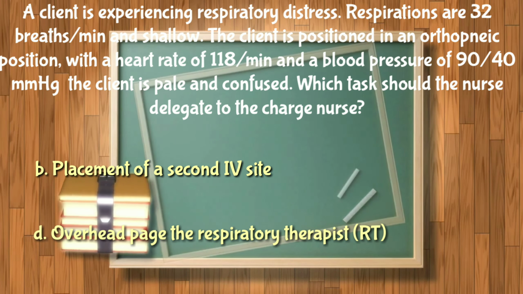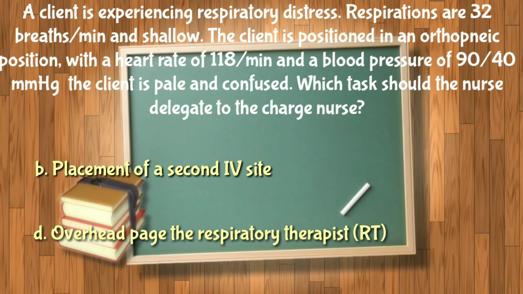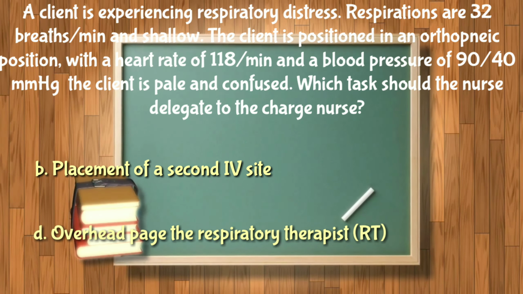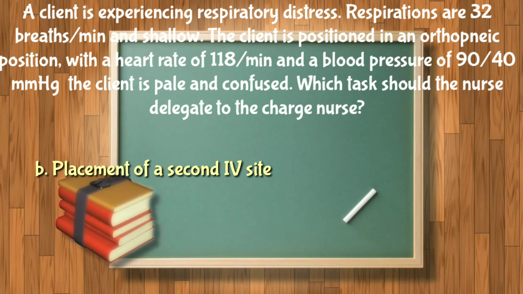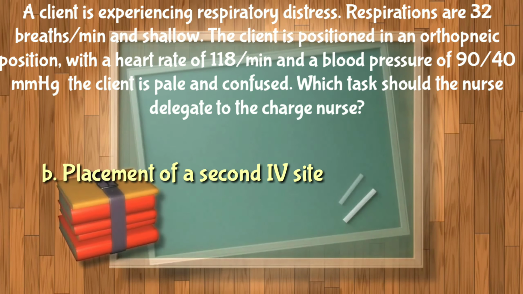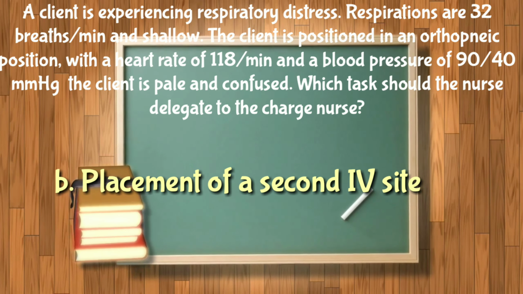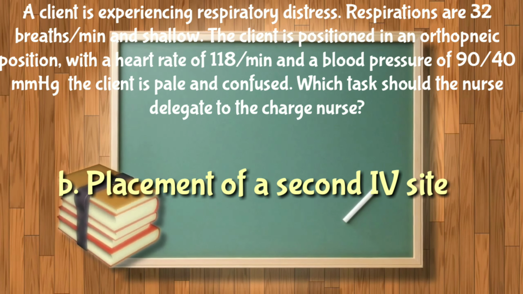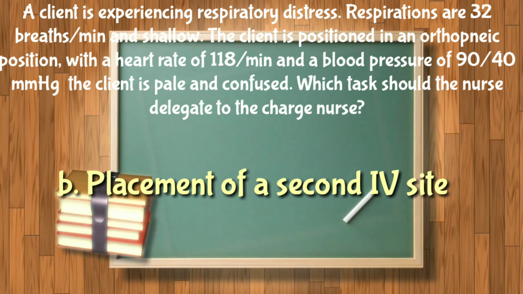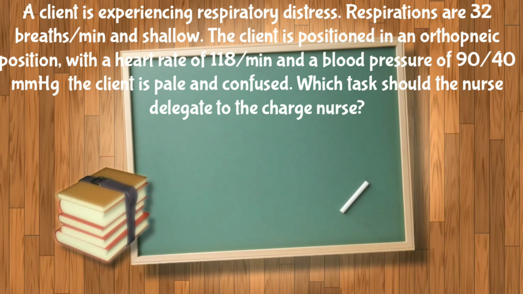And for letter D, the unit secretary could page the respiratory therapist to the room for assistance. That's why letter D is also eliminated. That is why letter B is the final answer. The charge nurse should be used to complete a task within the RN scope of practice, such as starting an intravenous line, while leaving client assessment to the assigned nurse.